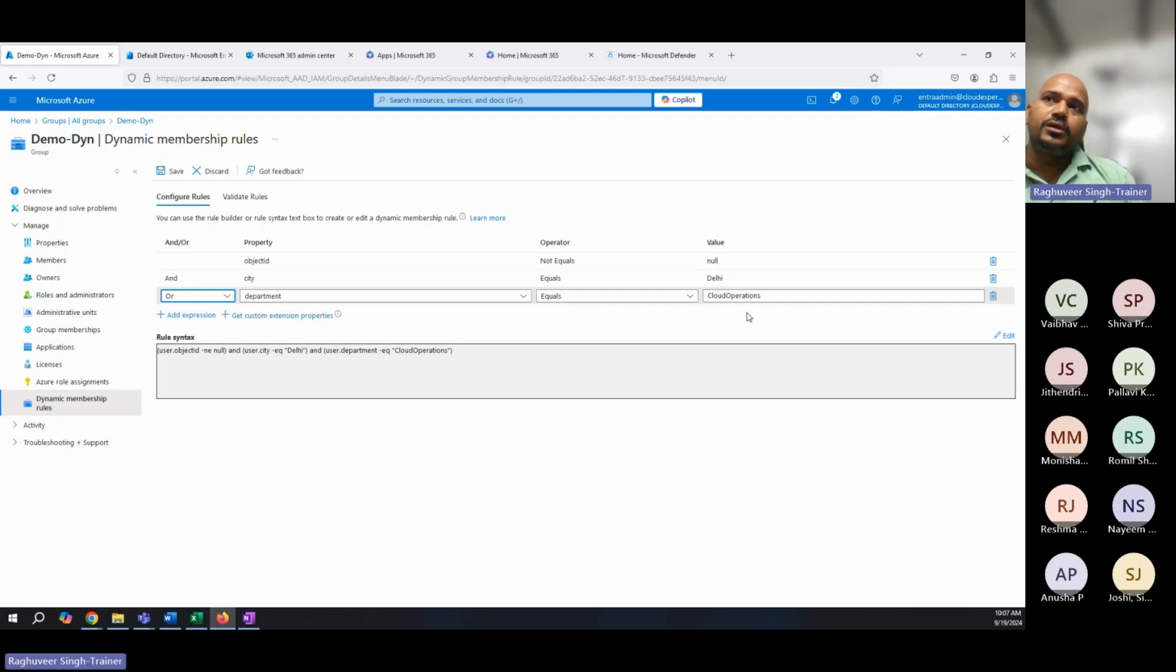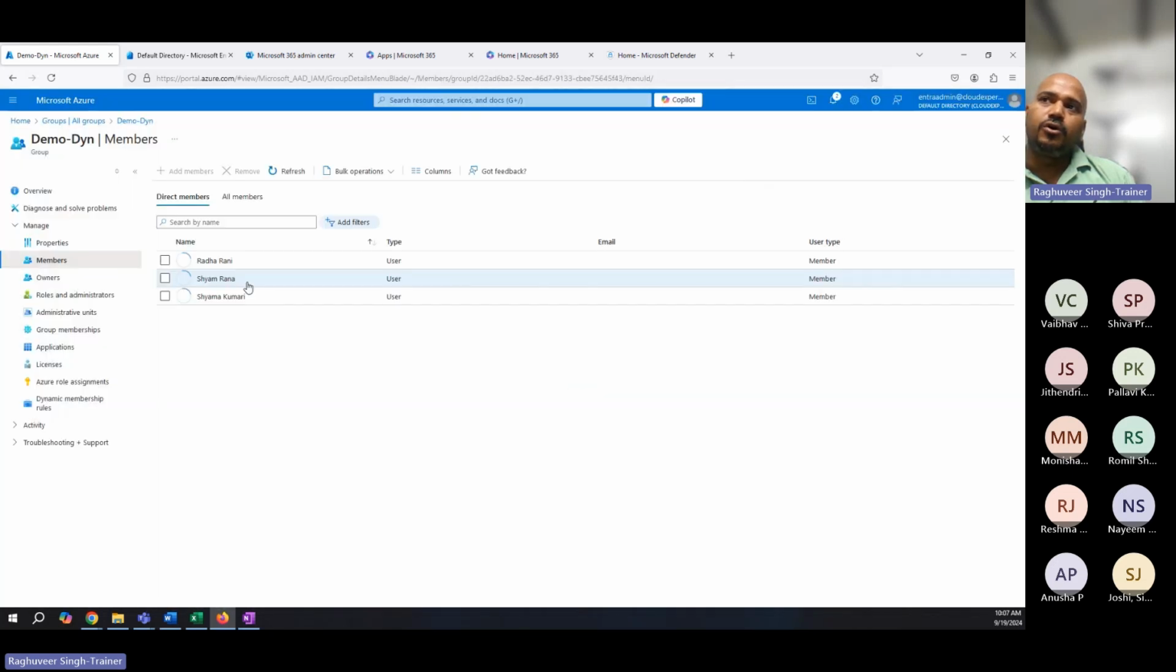So with that logic, it basically comes as members, which says direct members or all members. However, when you assign a role to a group, or when you assign a license to a group, it applies to everyone. So it hardly makes any difference. This is just the option, direct members and all members.